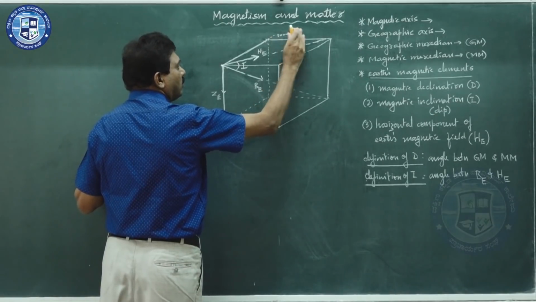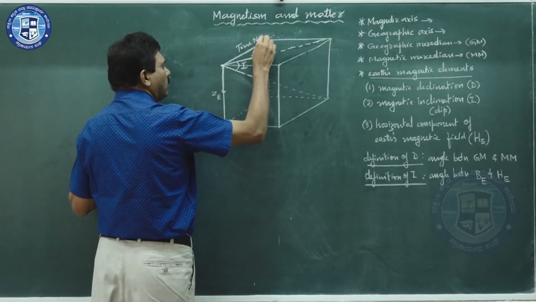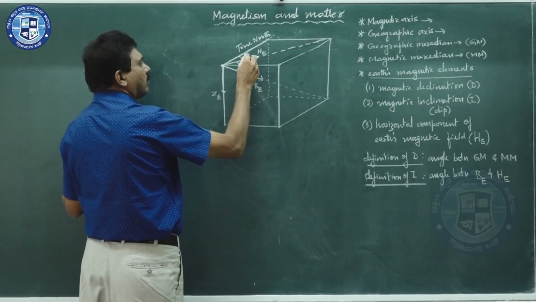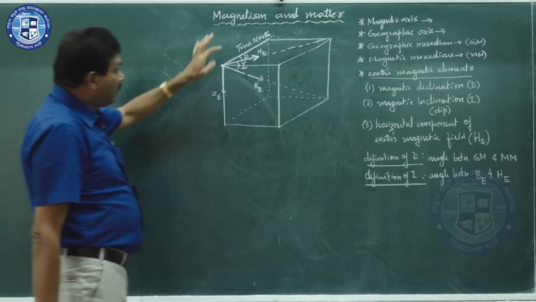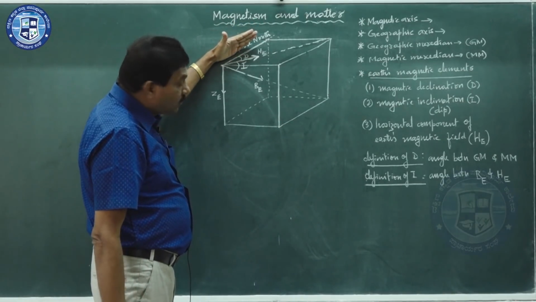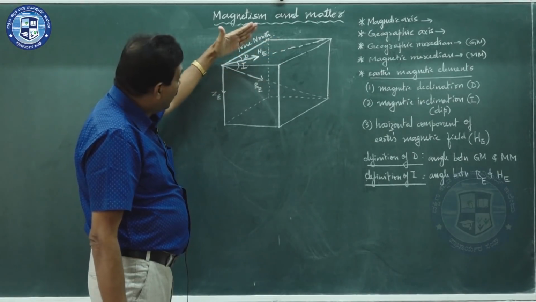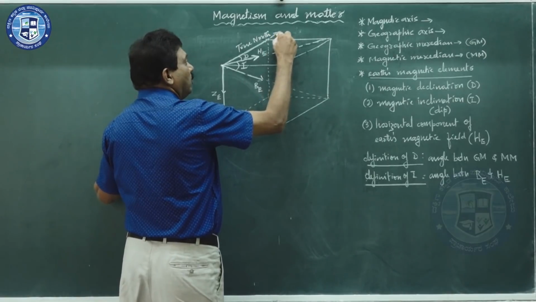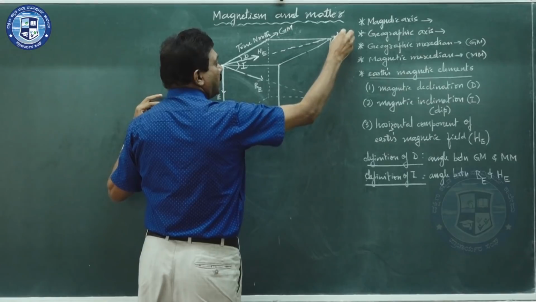True north, just true north direction. This angle is called declination. It is the angle between the true north and the magnetic meridian, or it is the angle between the geographic meridian and magnetic meridian. Look at this one. This is the geographic meridian. This is the magnetic meridian.